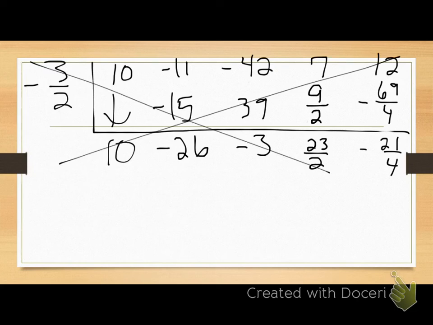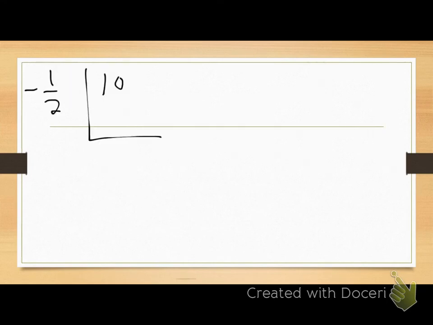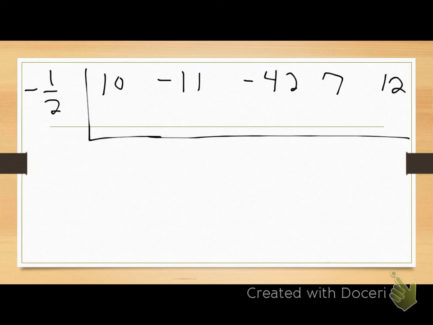So what was the next value we were going to test based on the graph? Negative 1 half. So let's try that out. So it was 10, negative 11, negative 42, 7, and 12. Testing negative 1 half out with synthetic division. Bring my 10 down. It's negative 1 half times 10. Negative 5. Negative 11 plus negative 5. Negative 16.